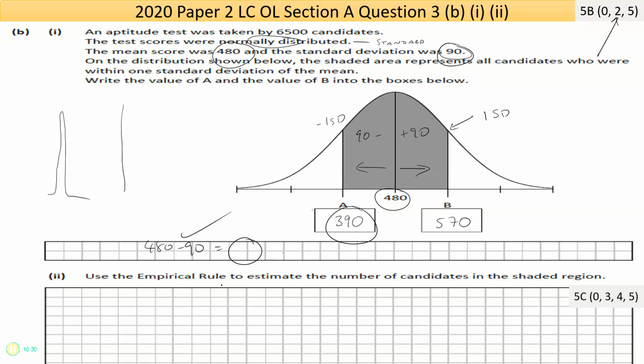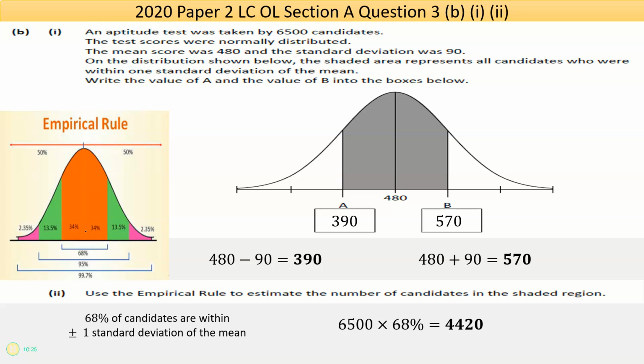Now, part 2 says use the empirical rule to estimate the number of candidates in the shaded region. Actually, let me go to the next page because I have a nice diagram put in. The empirical rule states that this is your center, this is your mean. If it's following the standard distribution, that means that 34% of the data is 1 standard deviation above, and 34% is 1 standard deviation below. They can go further, like 2 standard deviations, and then 3 standard deviations, which is practically everybody, 99.7% of the population. But we're only worried about this.